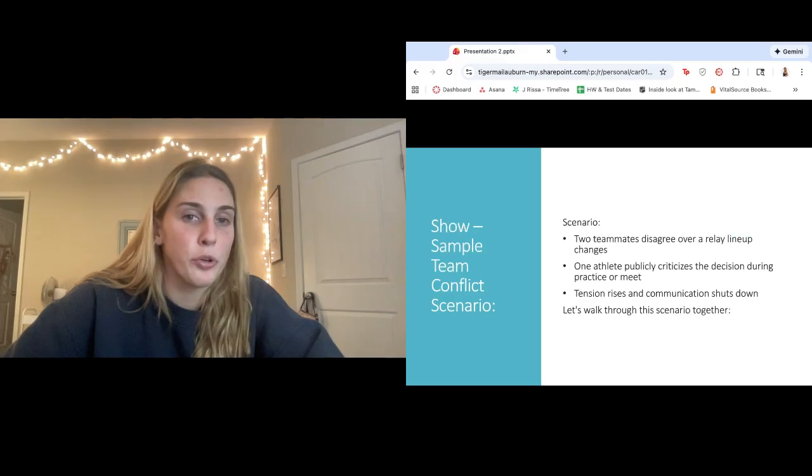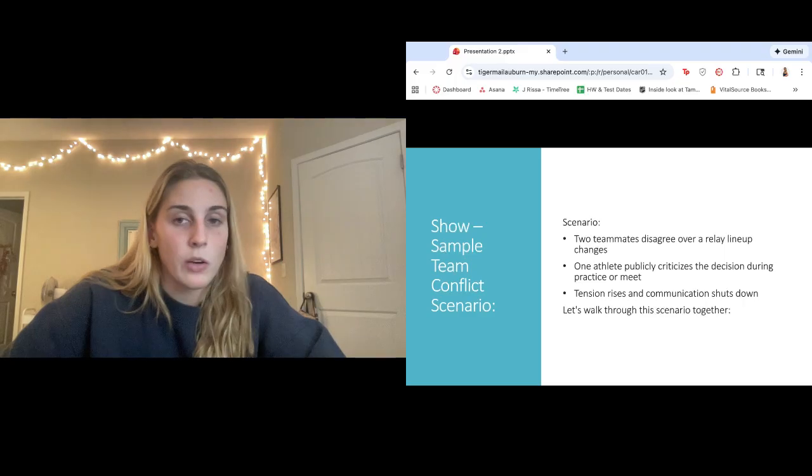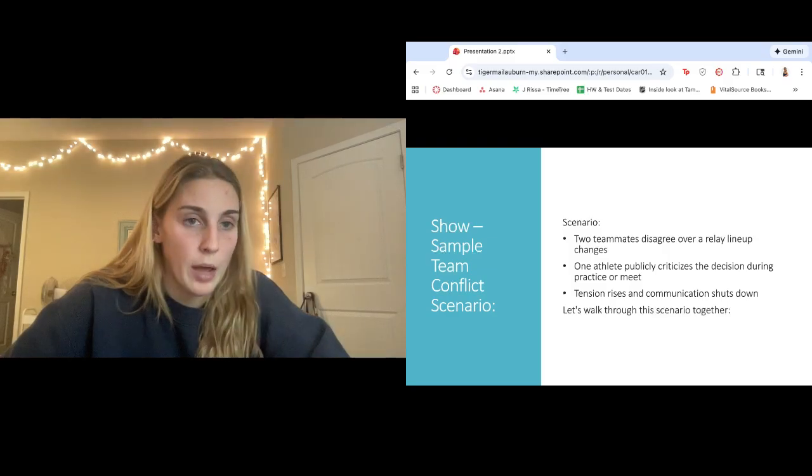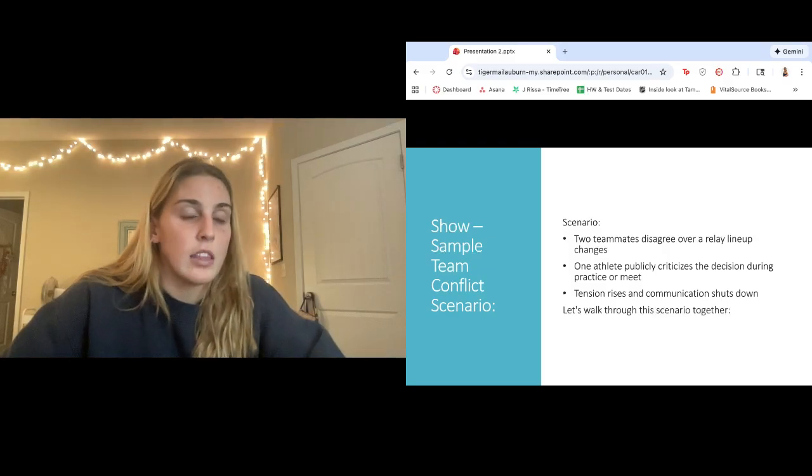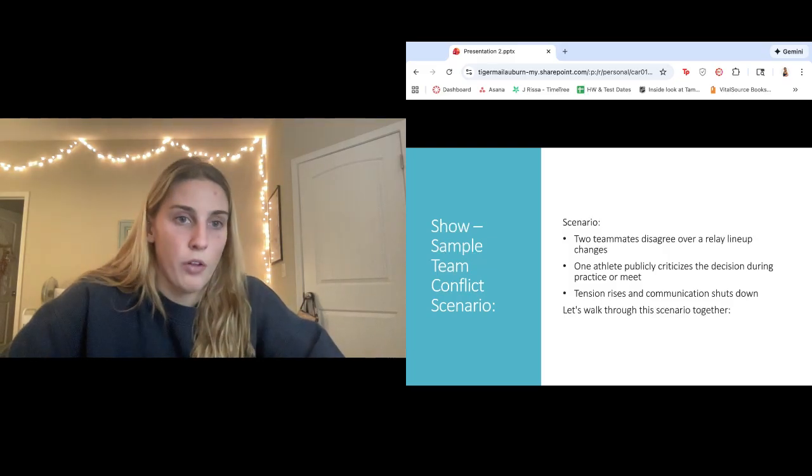So here I'm going to show you a sample of a team conflict scenario. Imagine yourself at practice. Coaches call everyone over to discuss changes in a relay lineup. Imagine they gave you guys the lineup a couple days prior, but now there's a switch and they're switching two people out on the relay.